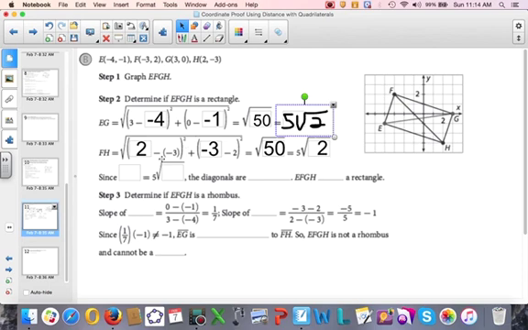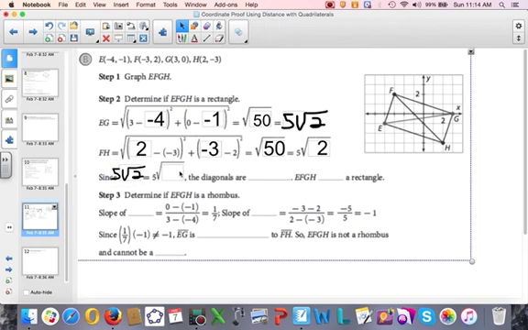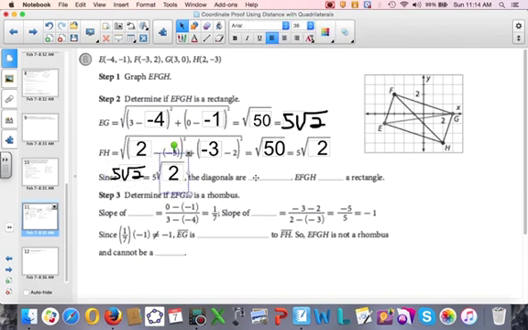So since 5 radical 2 equals 5 radical 2, the diagonals are congruent, and EFGH is a rectangle.